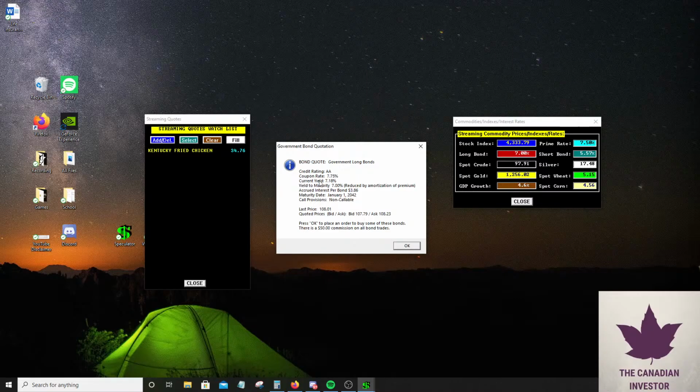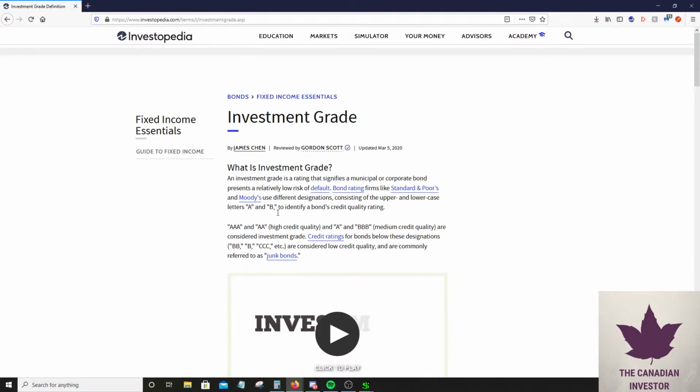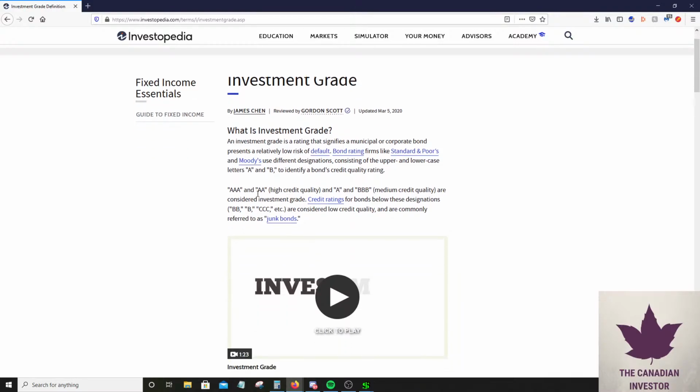So in this case, I'm not going to be buying any non-investment grade bonds. I can Google this real quick. I'm going to use Investopedia. So we got this thing called investment grade definition. AAA down to BBB is investment grade, and then we got something called junk bonds, which go below: BB, B, and C. And I think you can also buy D bonds in this game.